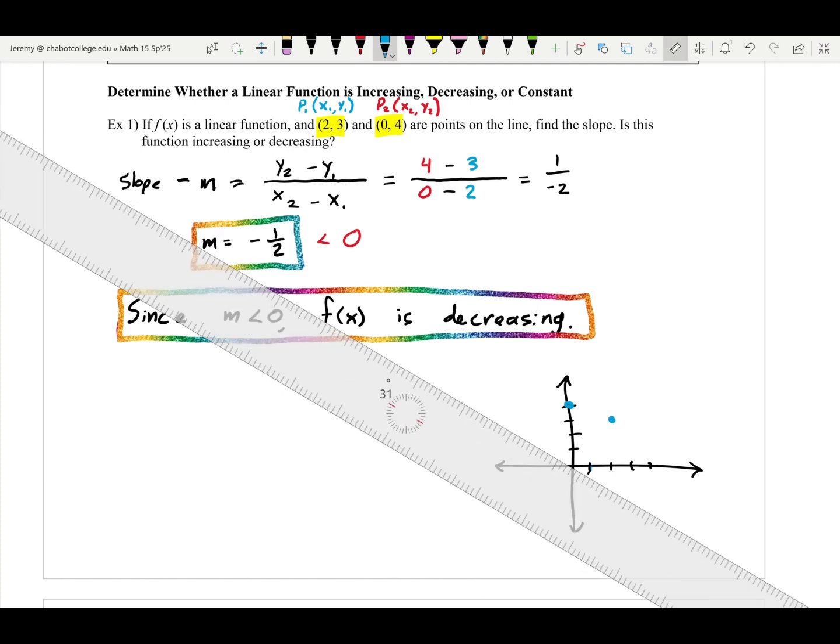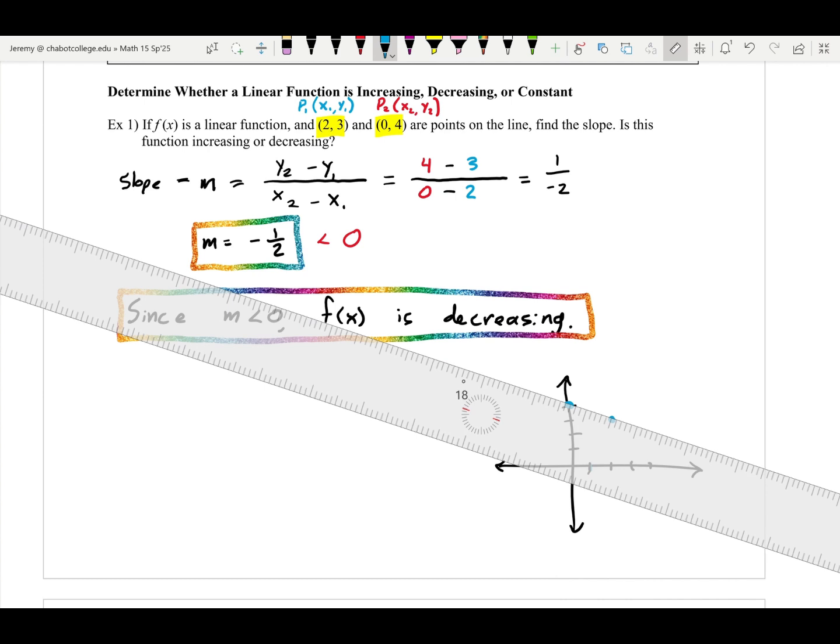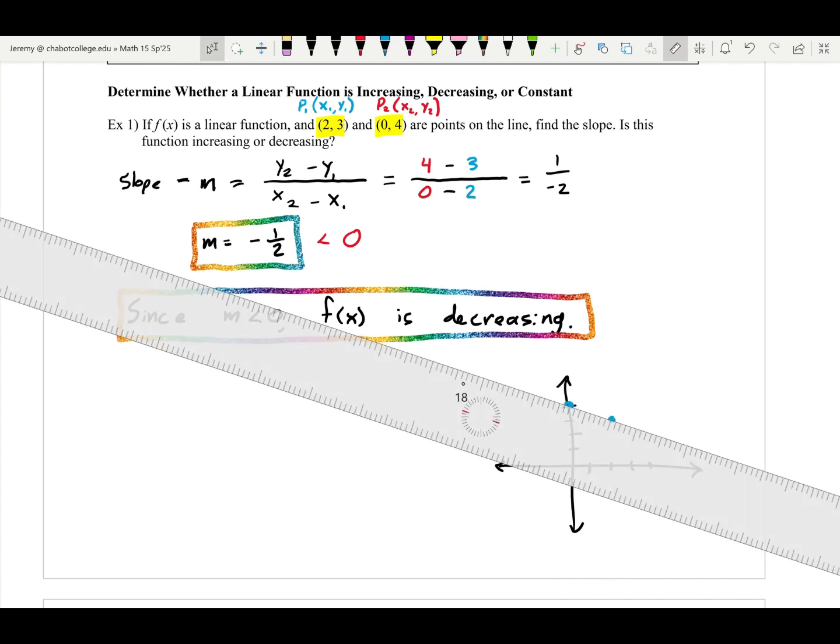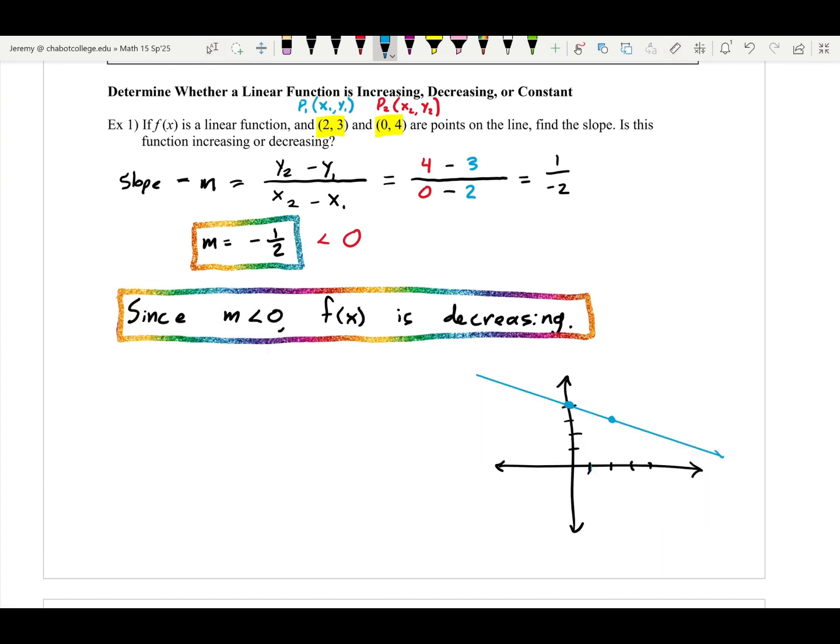And pulling out my ruler, I can sketch in this line. And it looks something like that. My picture isn't perfect, of course, but close enough. And we can observe that it is decreasing, right? As we read this graph from left to right, we see that the y values are getting smaller.